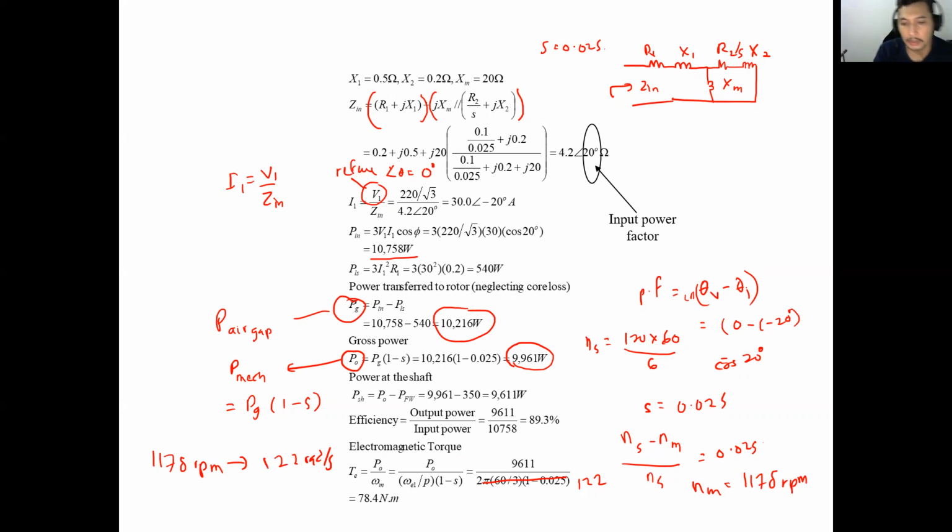Okay. So I think this example concludes our lesson on the performance characteristics of the three-phase AC motor.